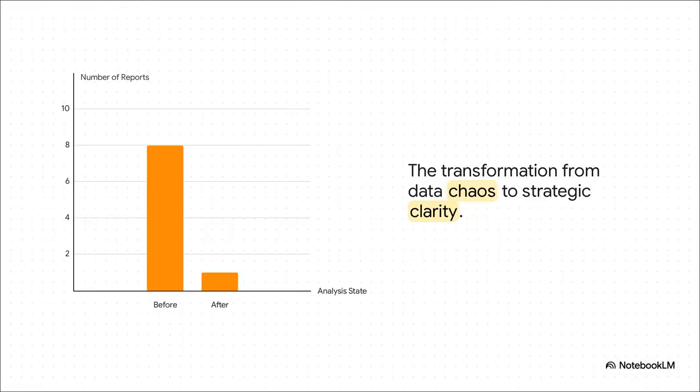Ultimately, this is the payoff. This chart right here is the why. You go from having information scattered across who knows how many reports to having a single, cohesive, powerful story all in one place. It's the complete transformation from data chaos to strategic clarity.